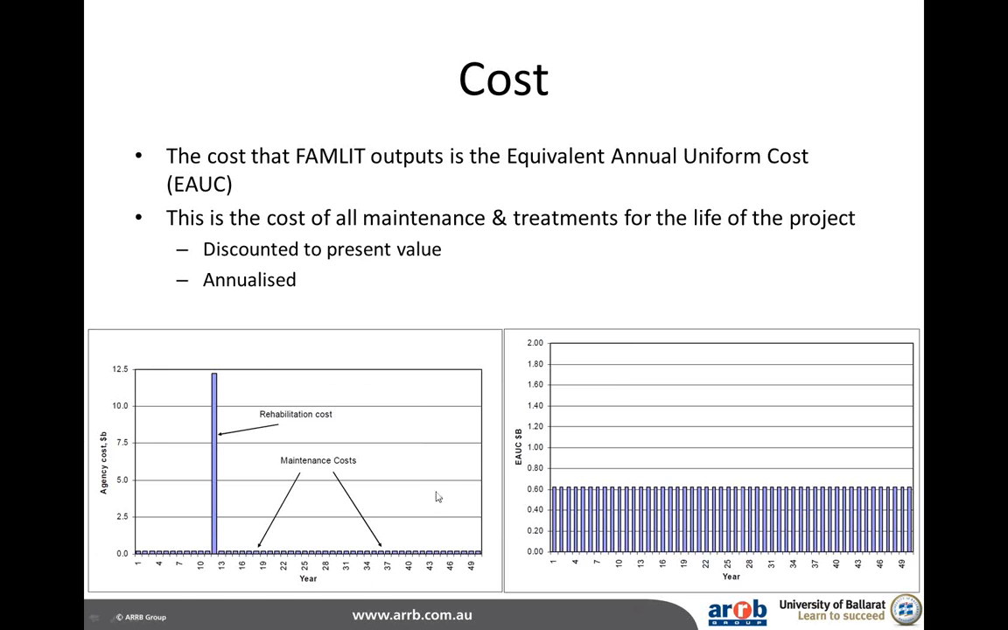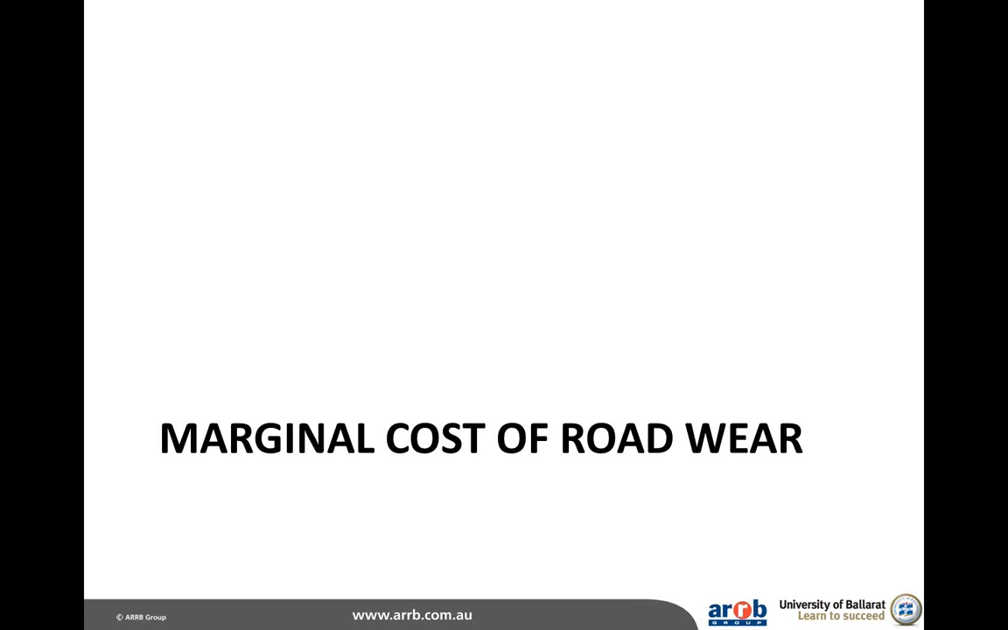So this graph on the left shows a 50-year life of the road with annual maintenance treatments, and here at about 12 years we have a major rehabilitation cost. So all these costs are discounted to present value terms and are then annualized, so we end up with the same annual cost every year over the life of the project. So that's the life cycle model and how we get life cycle costs out of FAMLIT.